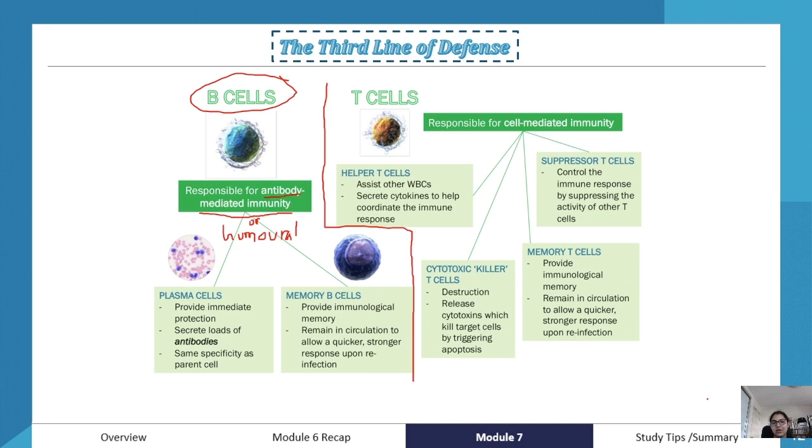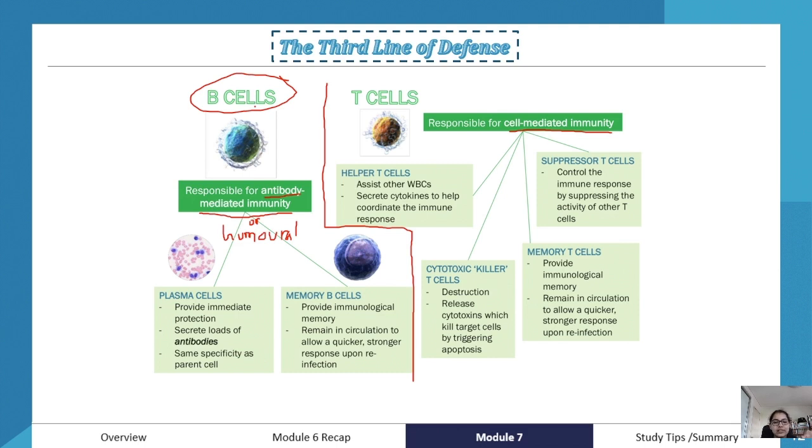So the T cells are responsible for cell-mediated immunity. I'm going to go through a schematic of what happens in each, but first, you need to know what these players are. With B cells, there are two main players. B cells differentiate into plasma cells and memory B cells. T cells are responsible for cell-mediated immunity.